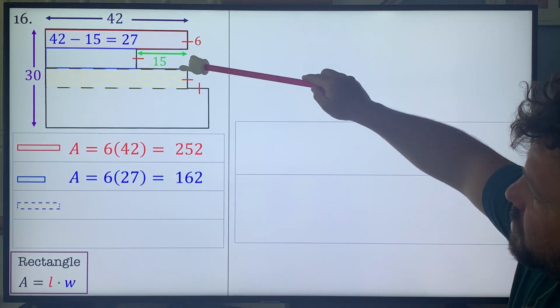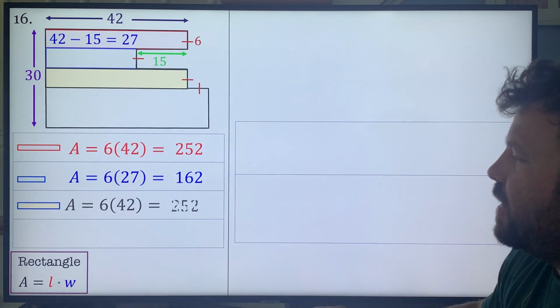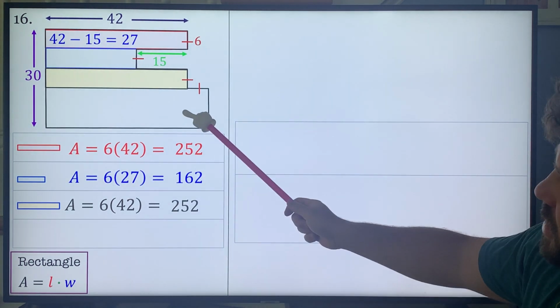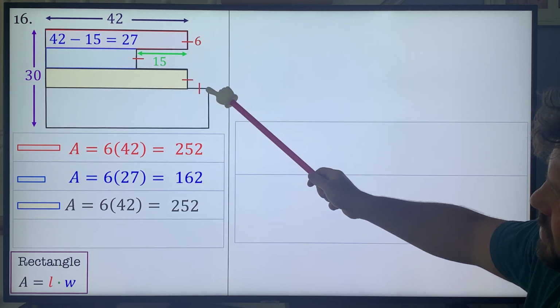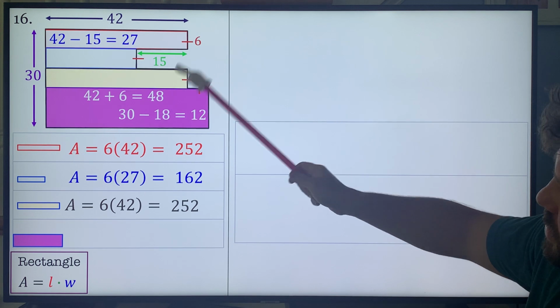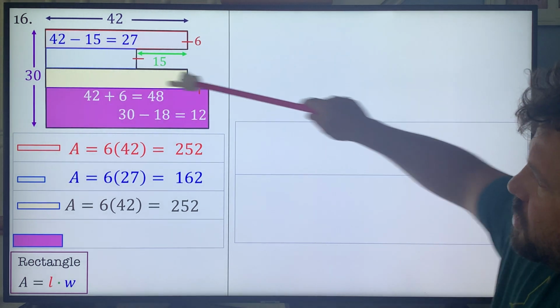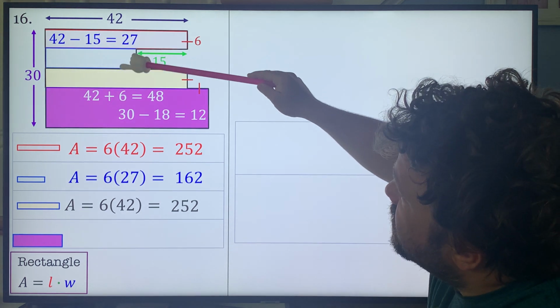42, 42. So this is 42 again, and that's 6, so it's the same as up here. That is 252. And now you just got to get your last guy right here. So this is 42 plus 6, right? And 42 plus 6 is 48. That's your length. And your width is 30 minus 6 minus 6 minus 6.